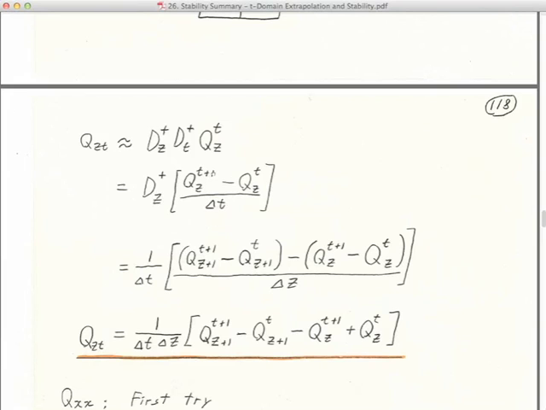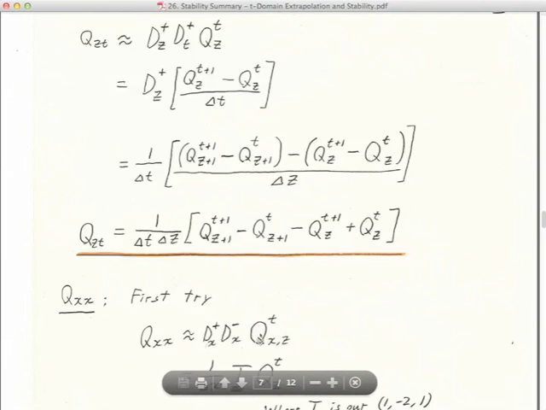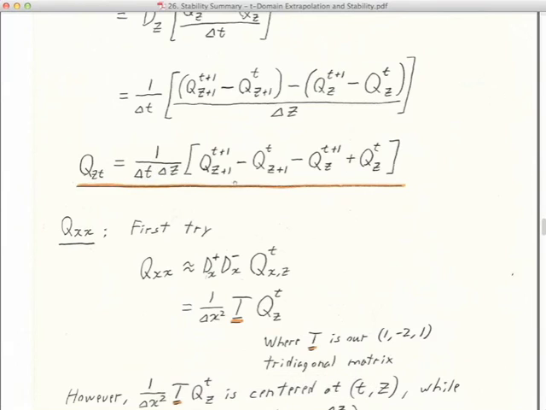We pull out the 1 over delta t, that constant comes right through the operator. And so we have q at t plus 1 and z plus 1 minus q at t and z plus 1, minus the quantity q at t plus 1 and z minus q at t and z. And all that is over delta z, and as you can see, it's all over delta z and delta t. So we end up with four terms, which is what we wanted. We've got a first order difference in z, a first order difference in t. And so that whole difference is centered where we want it to be.